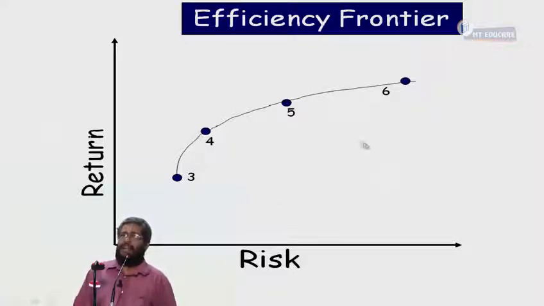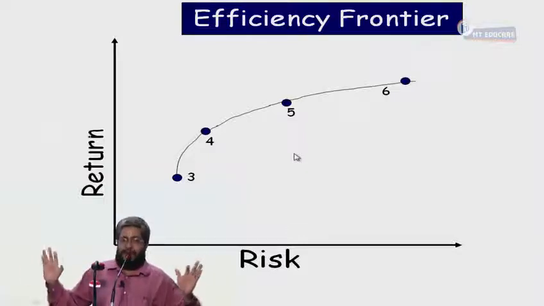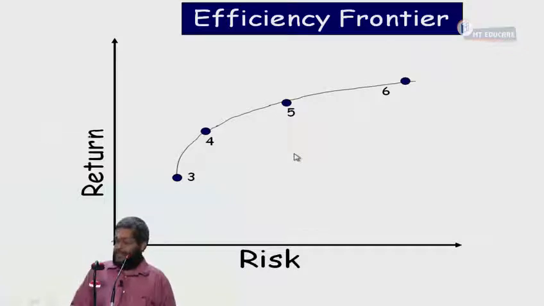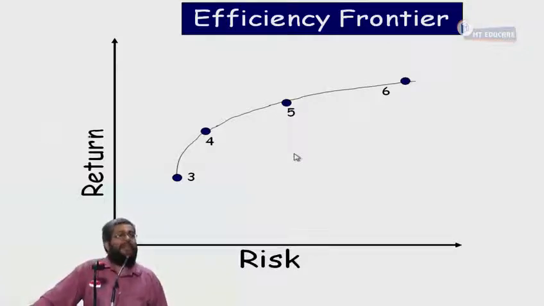So any share that gives you an expected return and standard deviation which is below the efficiency frontier, all those securities in the share market are called what? Inefficient securities. Is that accepted? Did you follow, or should I repeat?